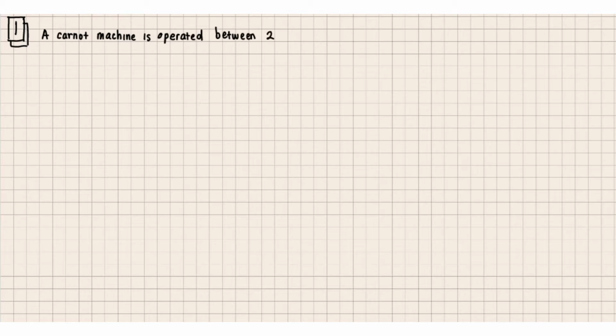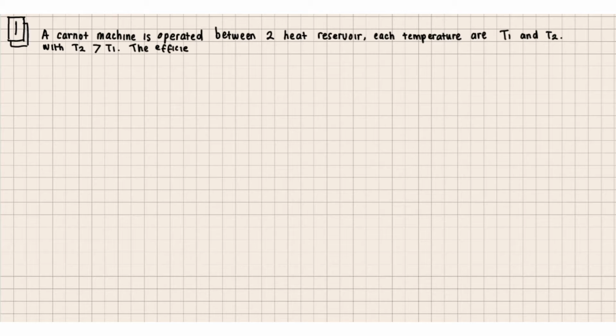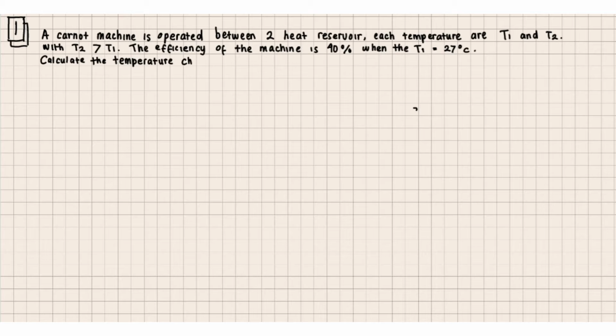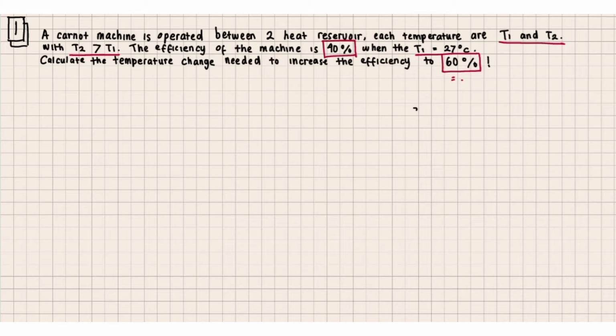A Carnot machine is operated between two heat reservoirs. Each temperature are T1 and T2 with T2 is bigger than T1. The efficiency of the machine is 40% when the T1 equals to 27 degrees Celsius. Calculate the temperature change needed to increase the efficiency. So we know that we are going to calculate the temperature change if its efficiency is 60%.